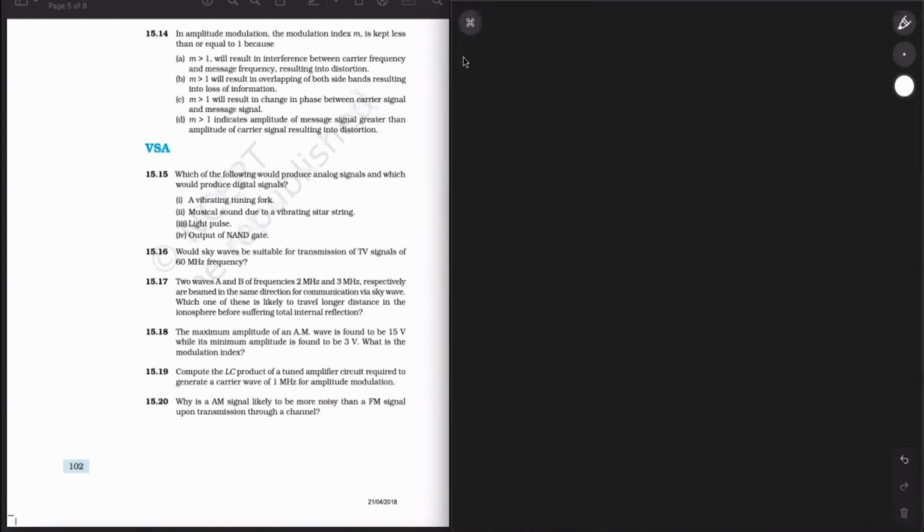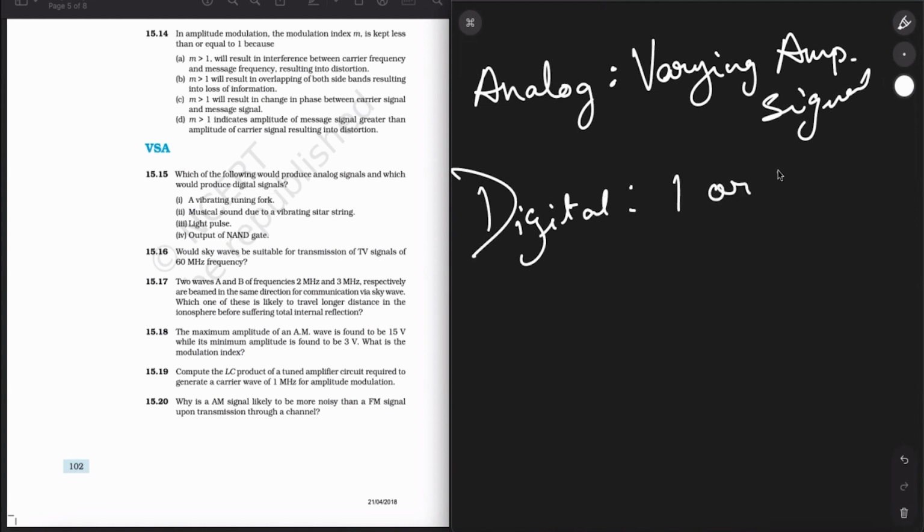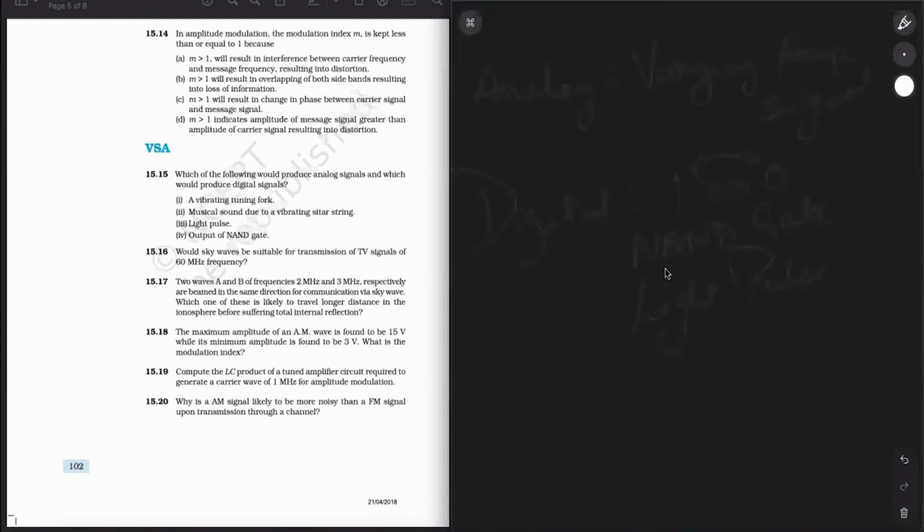Basically, what did I tell you? See, analog can have a varying amplitude signal. And what about digital? 1 and 0. So for 1 and 0, it will be the NAND gate. The second will be the light pulse. The timing of this 1 and 0 switching will give you the signal. Alright, so this is the difference between digital and analog.